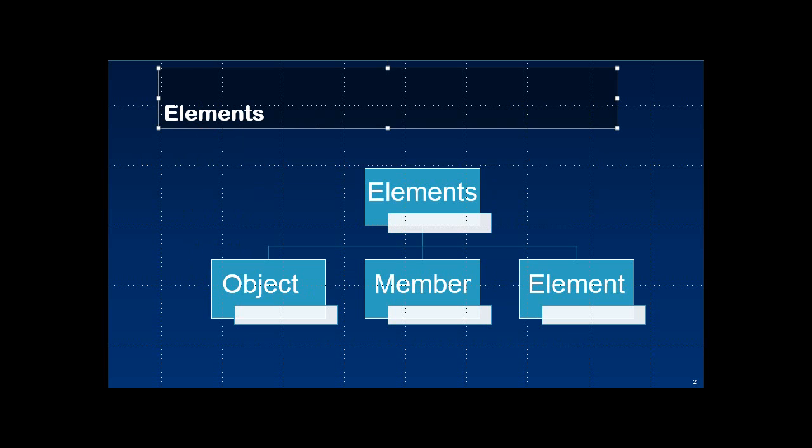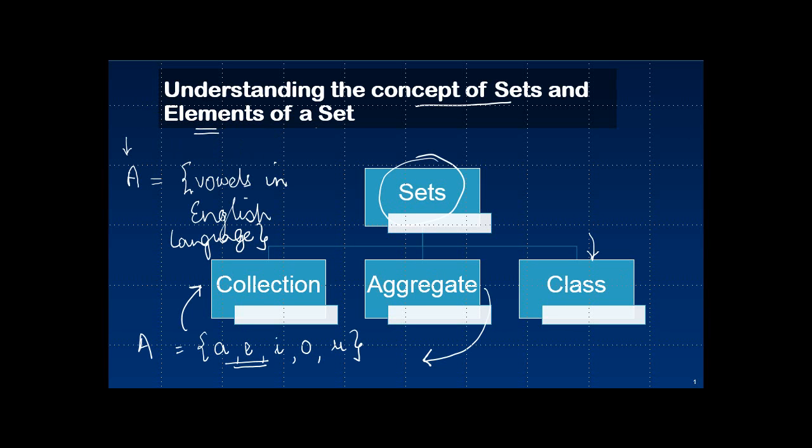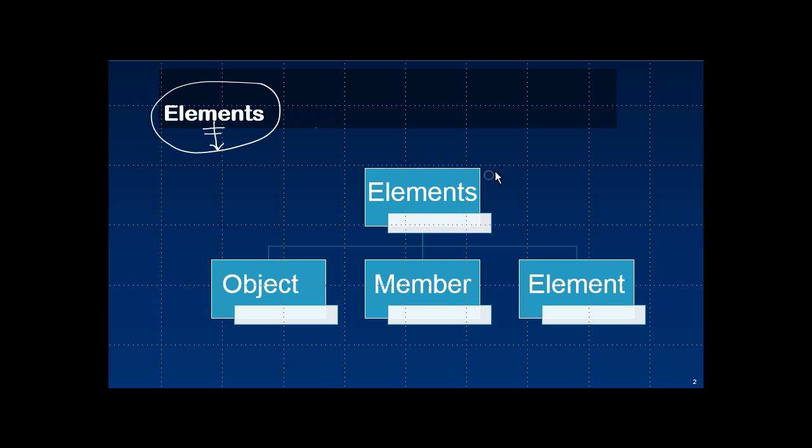Similarly, analogous to the concept of sets is the concept of elements. And what are the elements? When we looked at the set, there were several vowels in this particular set. These vowels are individually known as the elements of a set. You may call it an element. You can also call these the objects of a set. So when we discuss questions relating to sets, we will say that there are these objects of a set, or they are members of a set.